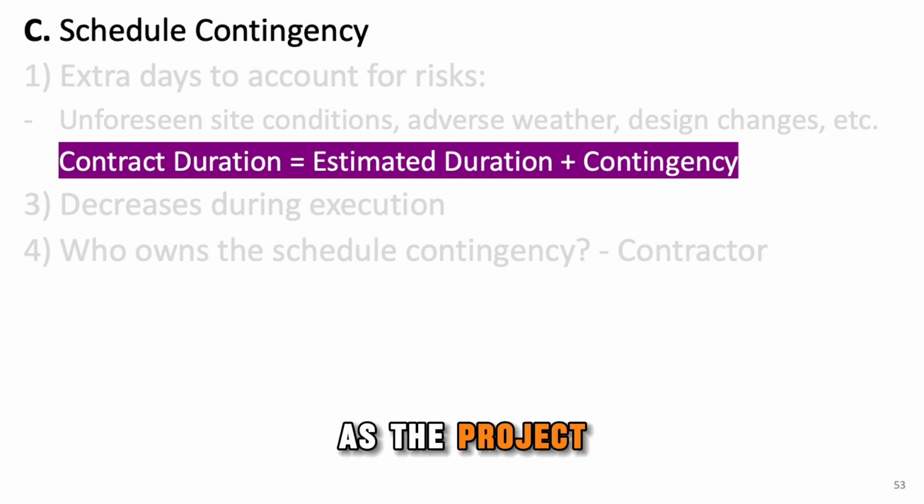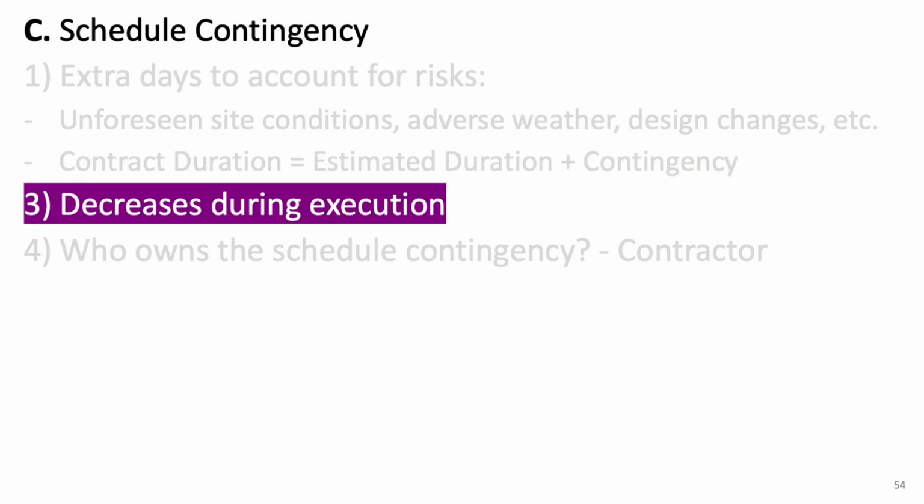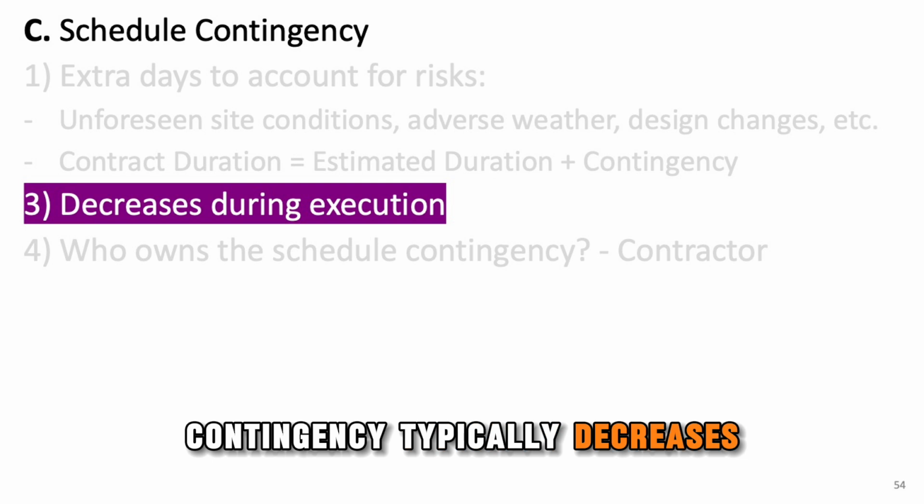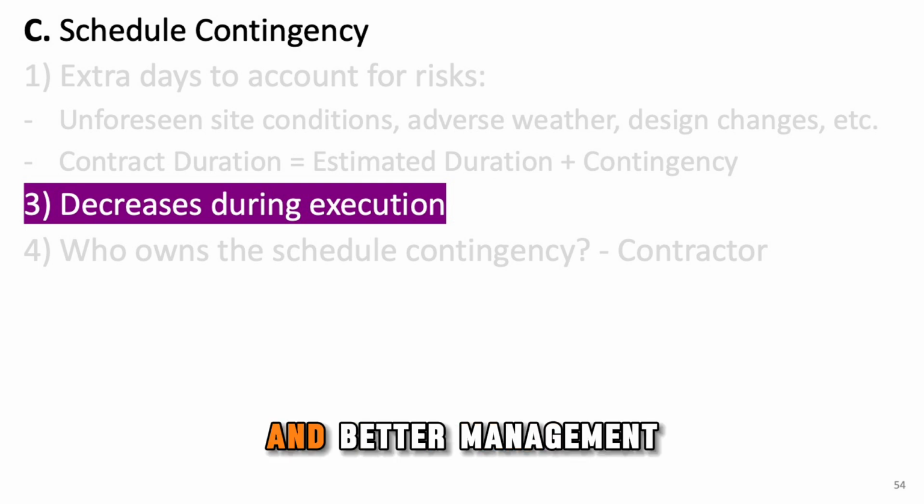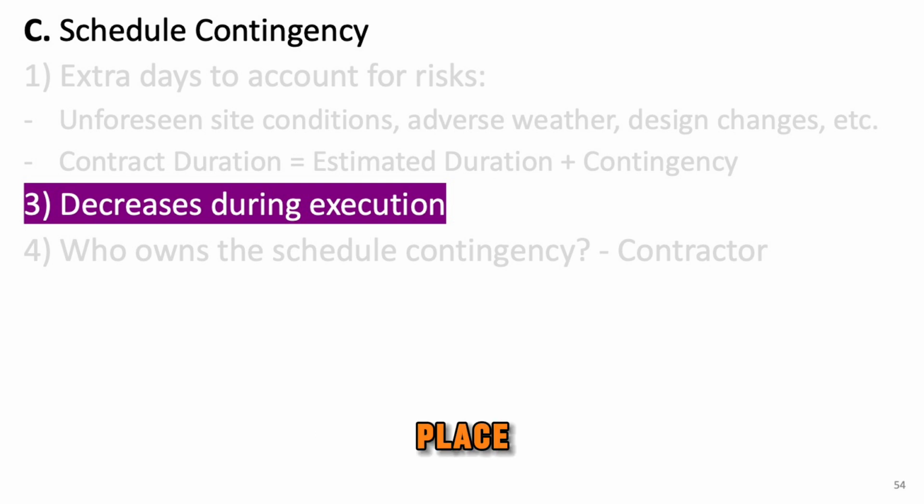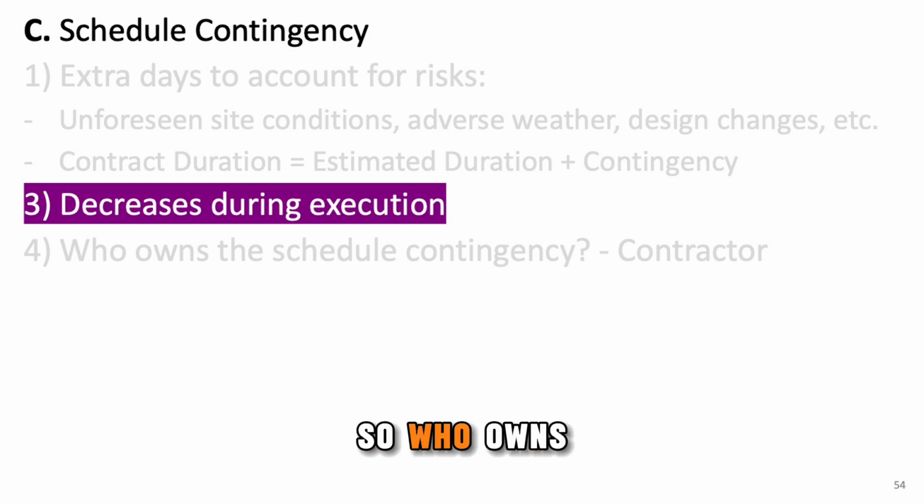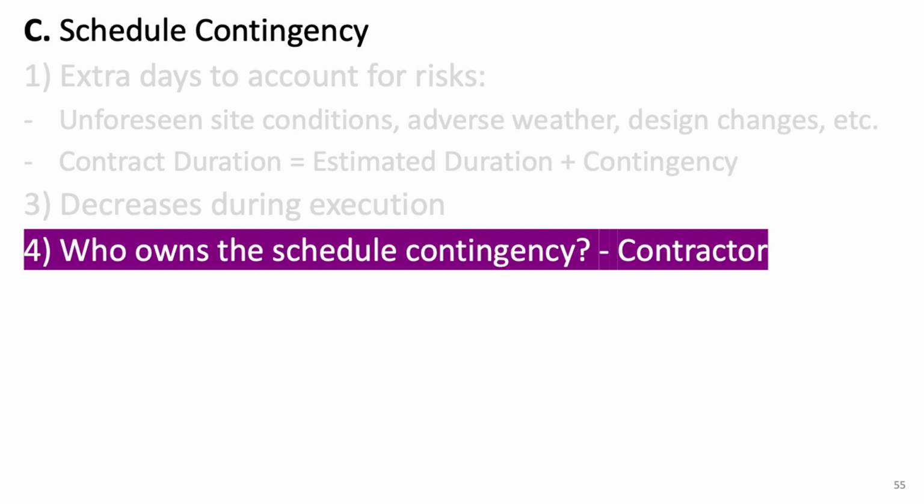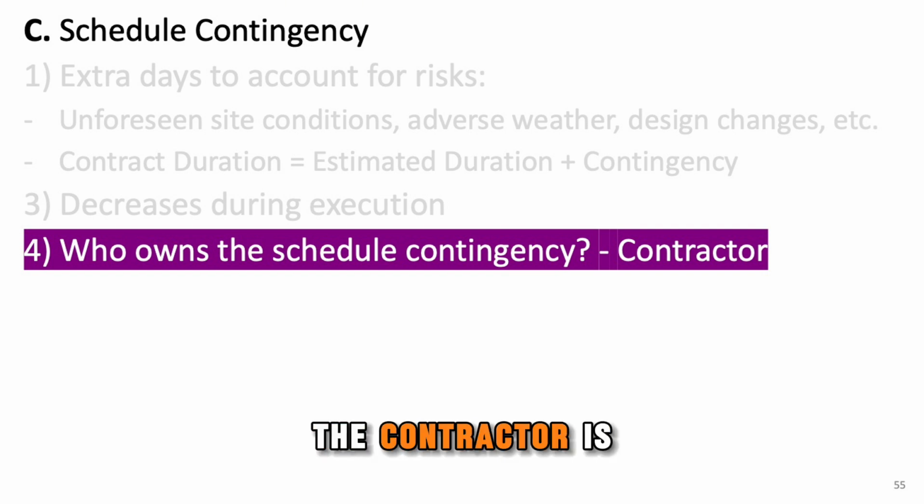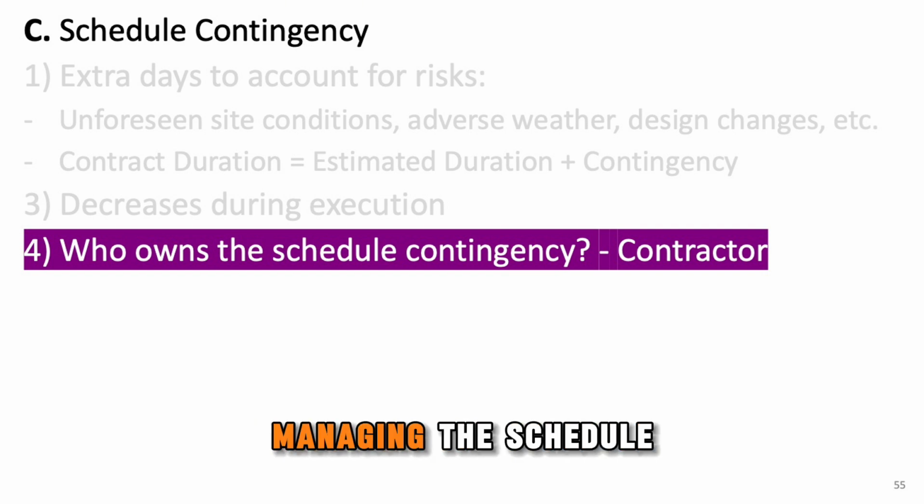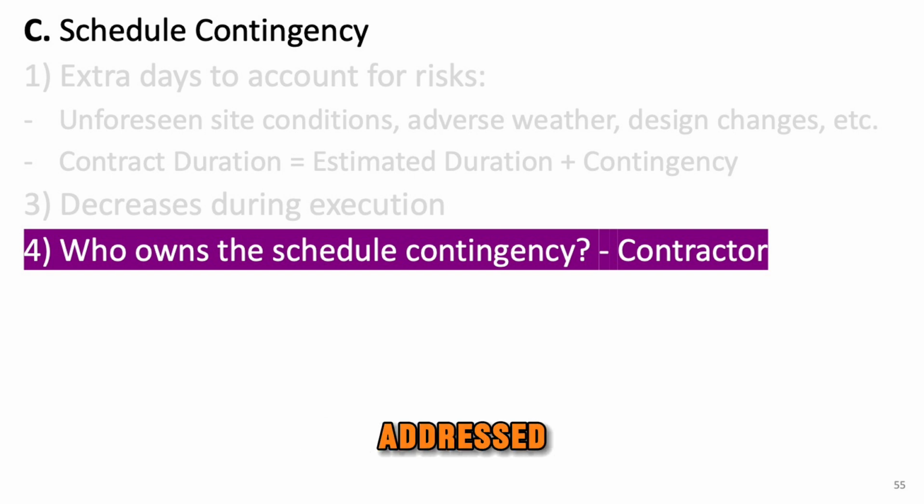As the project moves through the execution phases, the need for contingency typically decreases because risks become clearer and better management strategies are in place. However, a time buffer still remains important to handle unexpected events until the project completion. So, who owns the schedule contingency? It is the contractor. The contractor is typically responsible for managing the schedule contingency. They must ensure that any risks are properly addressed, and the project stays on track within the allotted time.